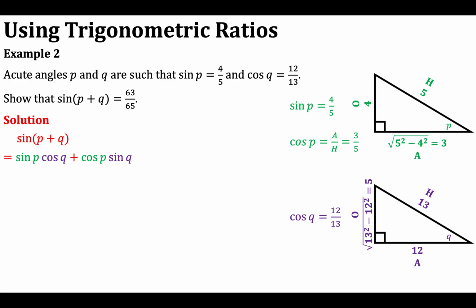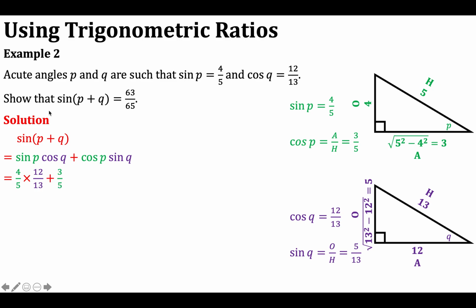I'm then able to find the value of sine Q. Sine Q is the opposite over the hypotenuse, and that's 5 over 13. Now I can then go back to my expansion here. Sine P is 4/5, I already knew that. Cos Q is 12/13, I already knew that.